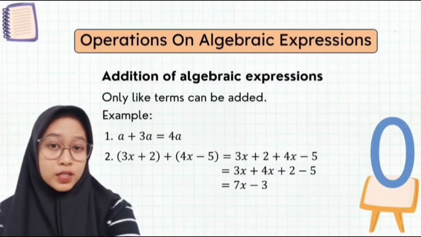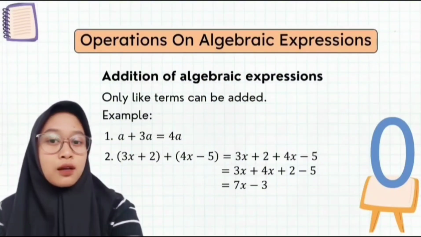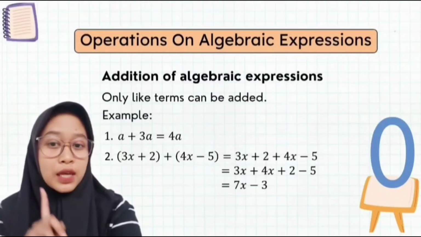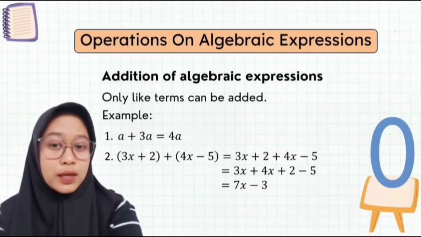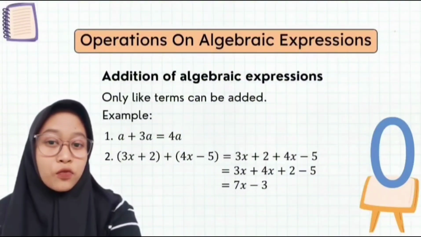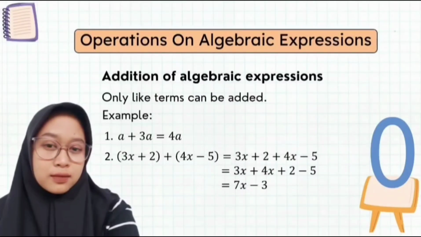Next is operations on algebraic expressions. Addition of algebra expressions: only like terms can be added. For example, a plus 3a is 4a because they have the same variable, a.